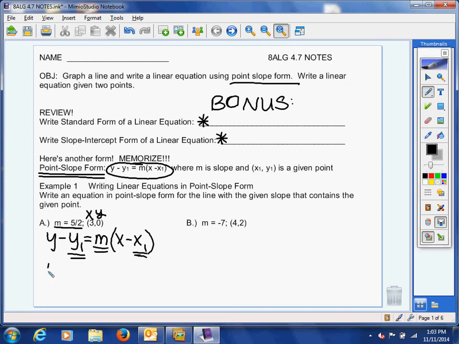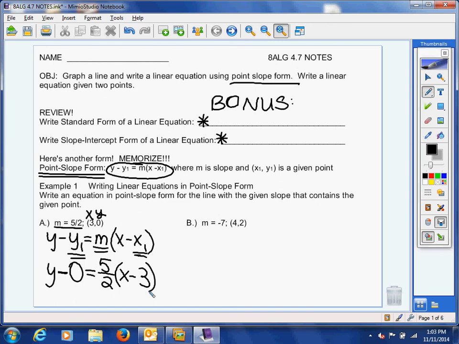Okay, so let's do it. What does that look like? y minus, okay, well y1 is 0, equals m, well m is 5/2, times the quantity x minus, and x1 is 3. And there's your equation. It really is that simple. All you're doing is plugging in for m, x1, and y1.